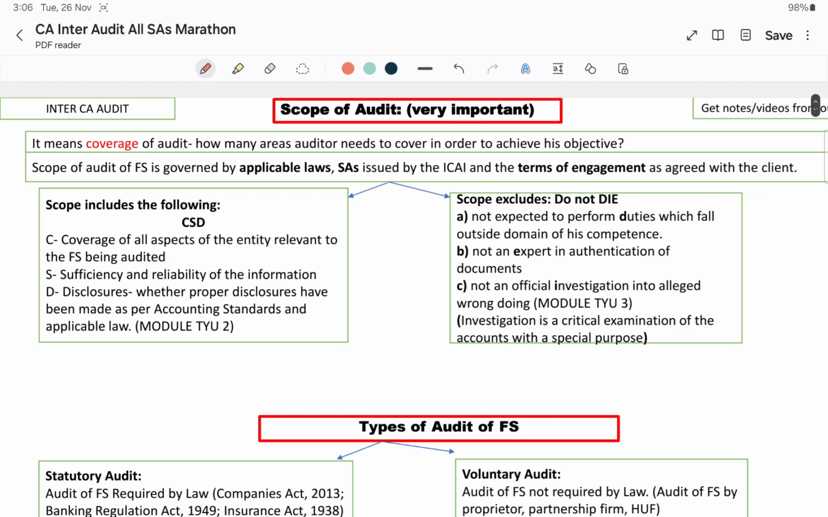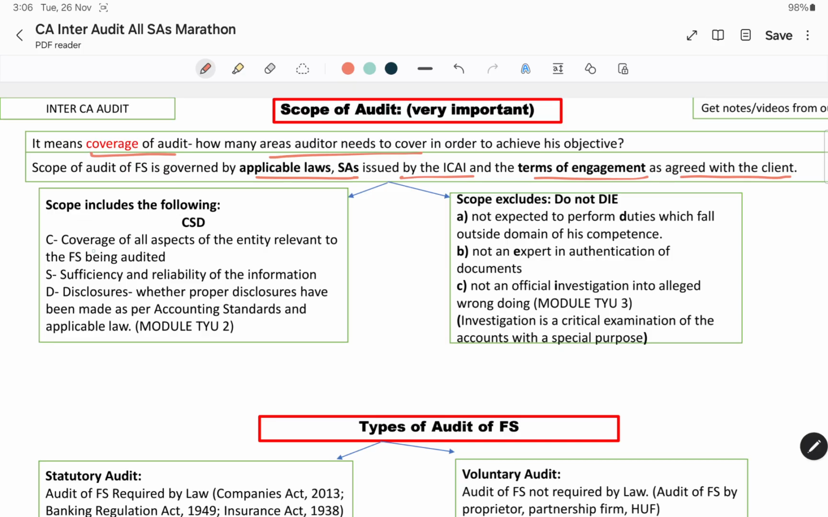The next is the scope of audit, which is an important topic. Scope of audit means coverage of an audit. How many areas auditor needs to cover in order to achieve his objective. Scope of audit of financial statement is governed by applicable laws, standards on auditing issued by the ICAI, and the terms of the engagement as agreed with the client.